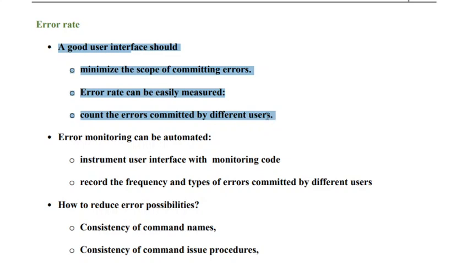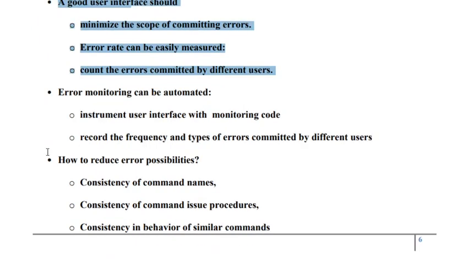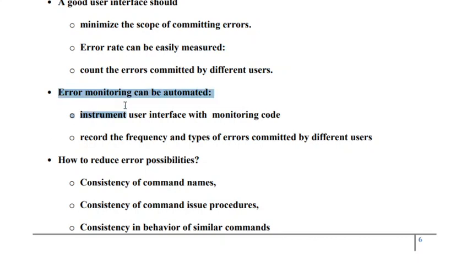So if, instead of using a command-based system, you have a symbolic representation for execution of commands, then the error rate will be very minimal. Error monitoring can also be automated. Instruments can be used in order to monitor the total amount of errors that have been committed, and record the frequency and type of errors committed by the user. By recording the type and frequency of errors committed by the user, we can look at how the errors are to be managed.